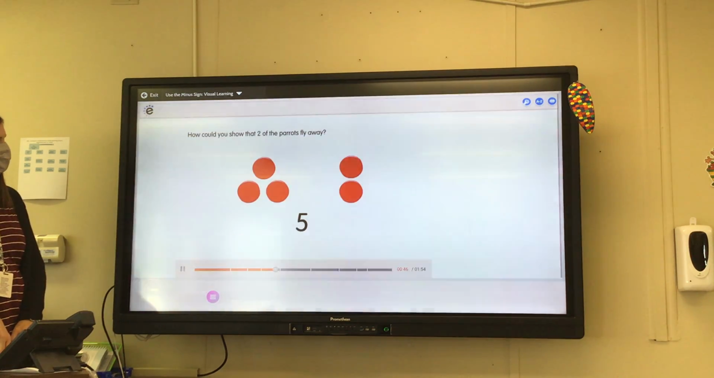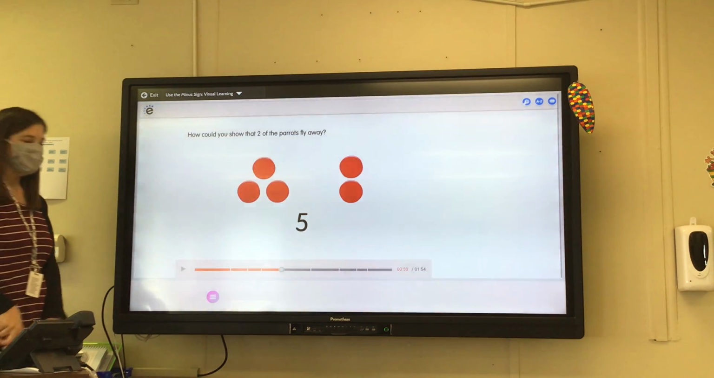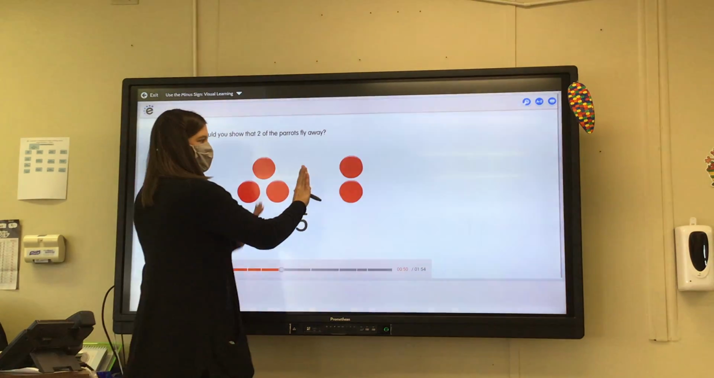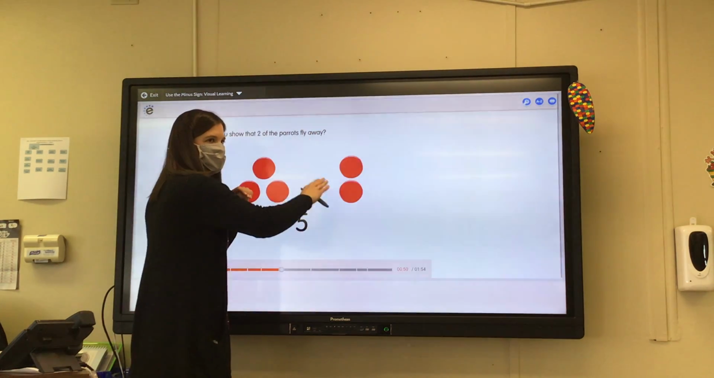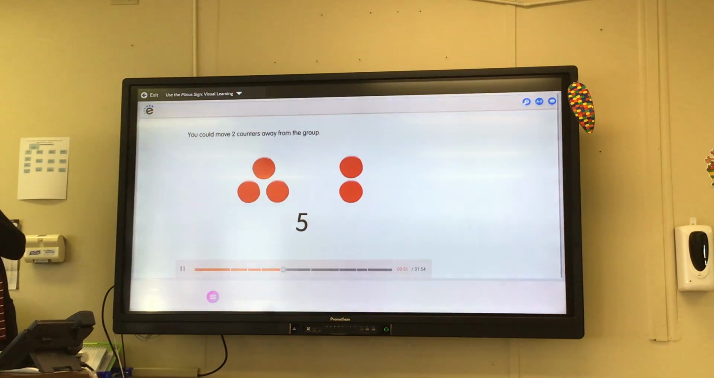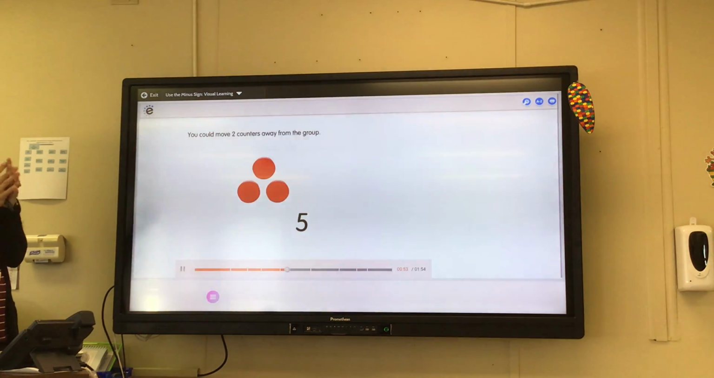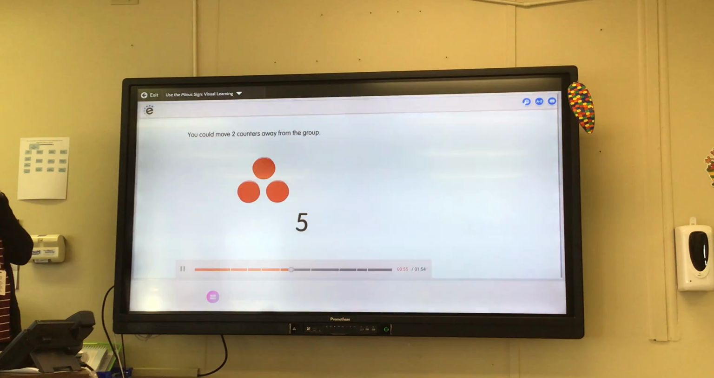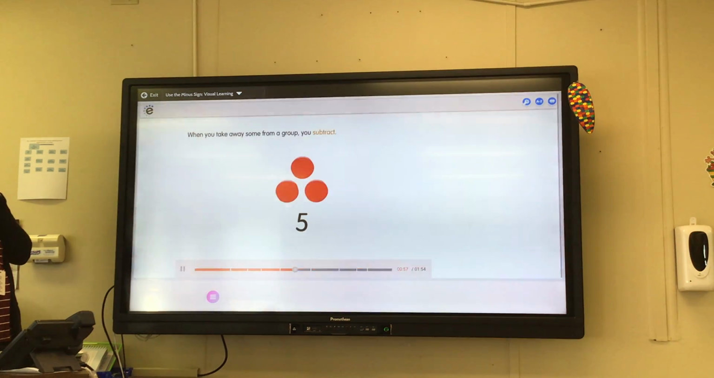How could you show that two of the parrots fly away? Well, how could you show it? You could show it by separating the groups, marking X's on the ones that went away. Let's find out what they said. You could move two counters away from the group. When you take away some from a group, you subtract.